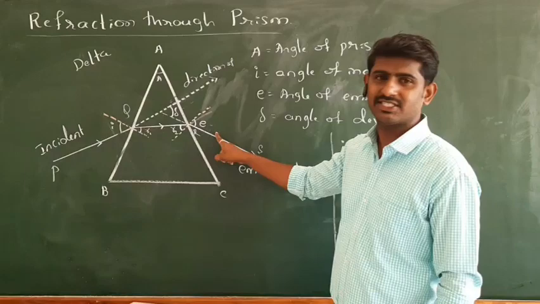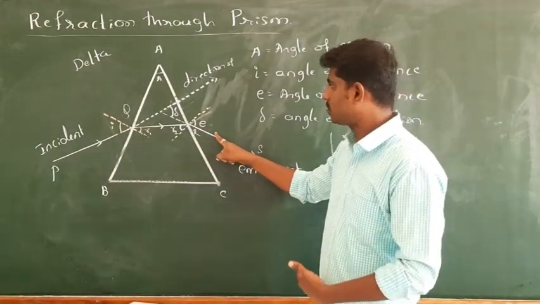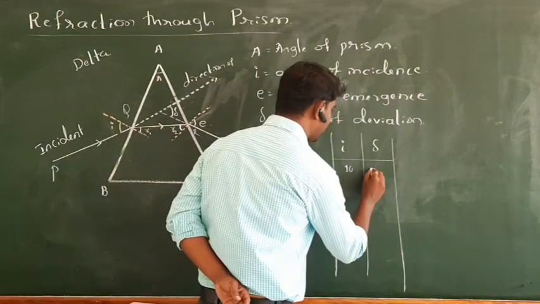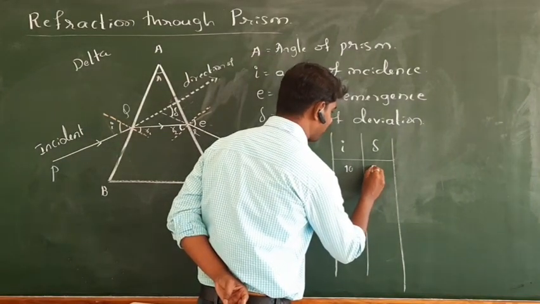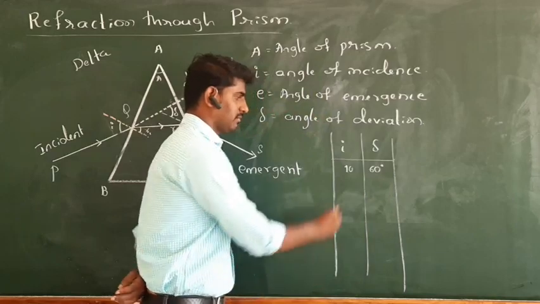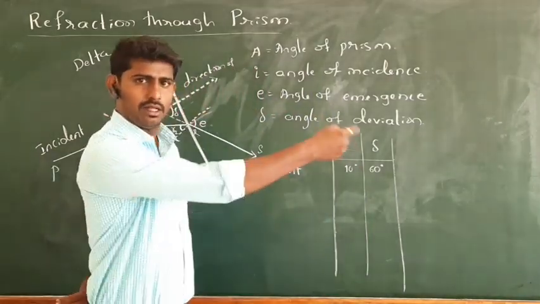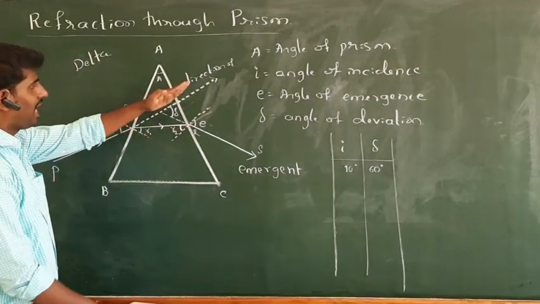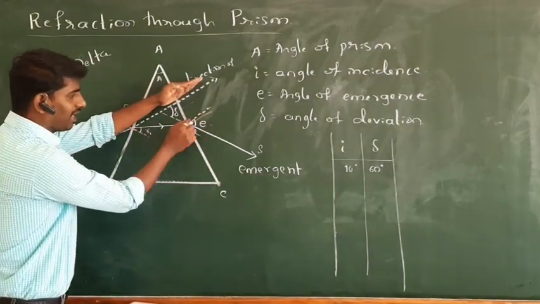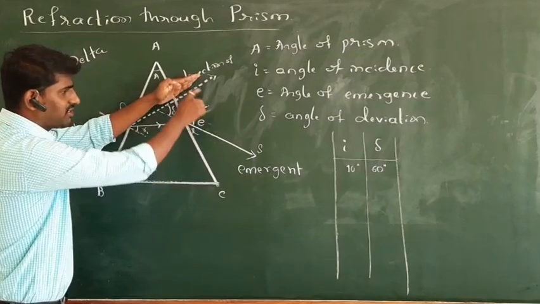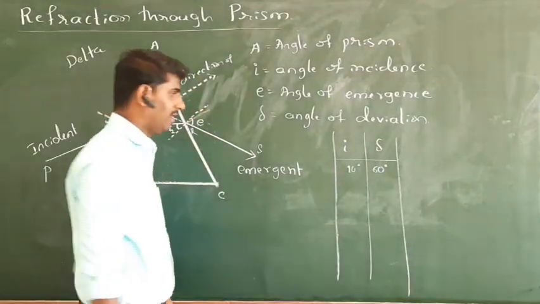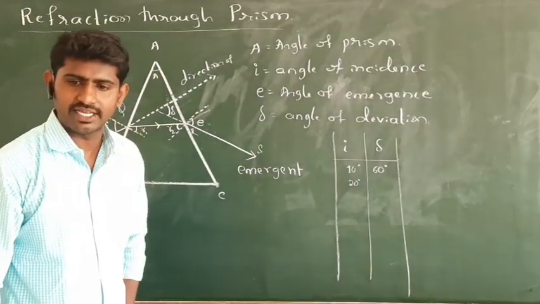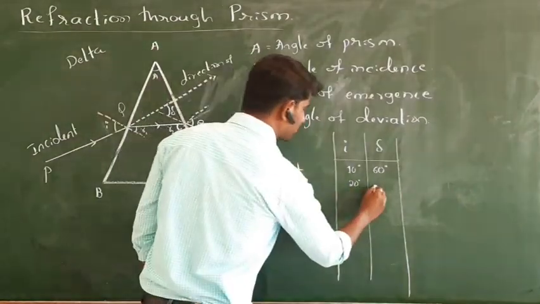As a result, I get some emergent angle, so I can measure the deviation. For example, I measure it as 60 degrees. So when the incident angle is 10, the angle of deviation was 60. How did we get the angle of deviation? I measured the direction of incident, the direction of emergent, and I measured this angle. It was 60. Then I increased it to 20 degrees, and this became 50.